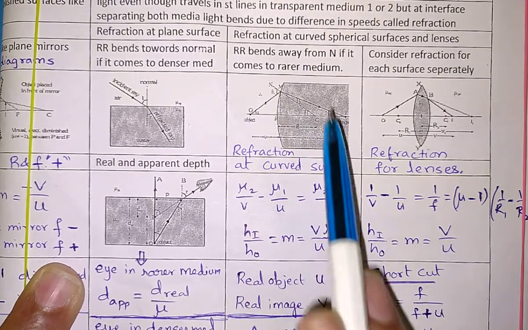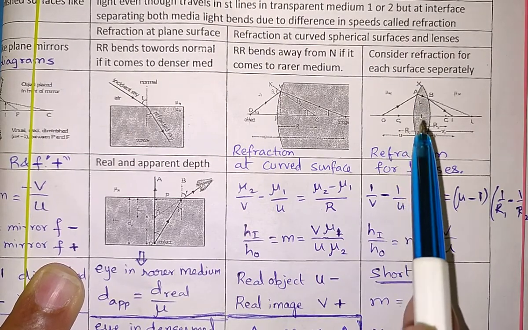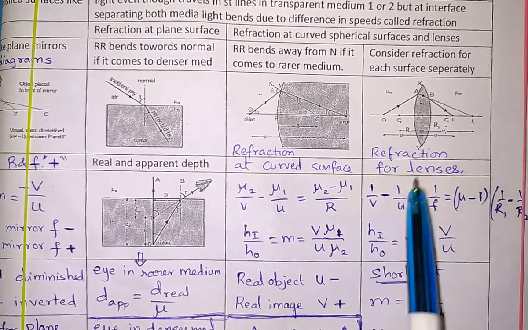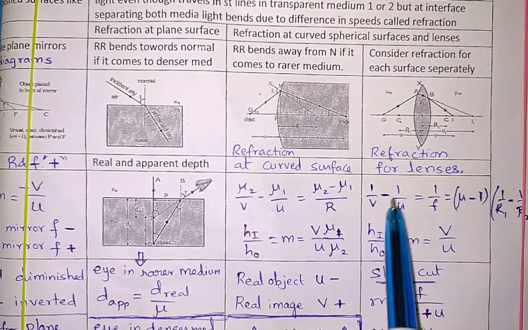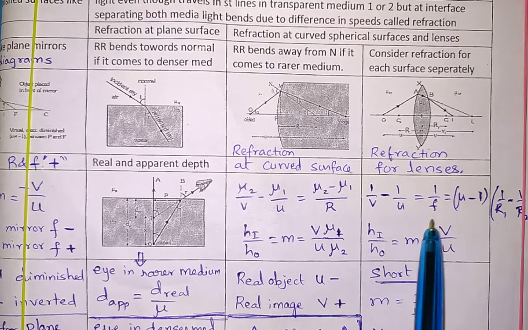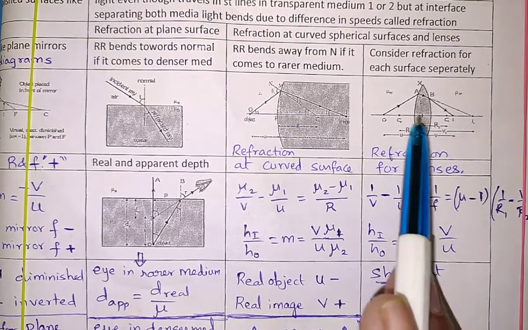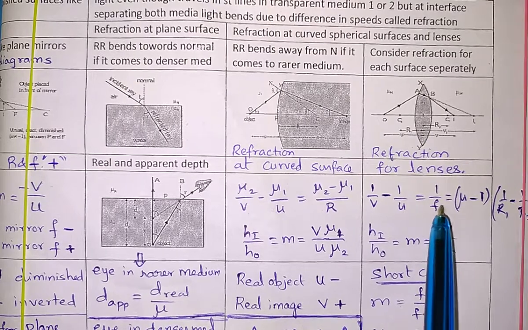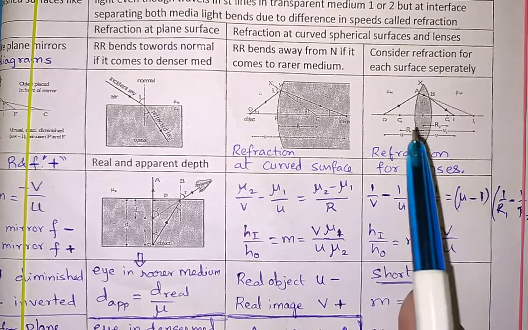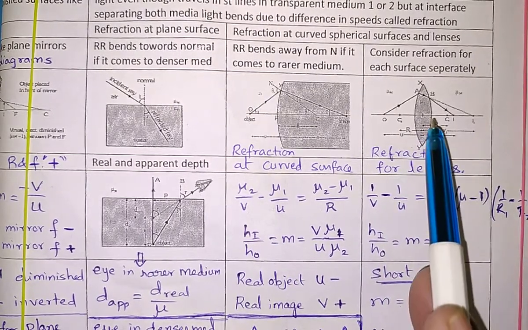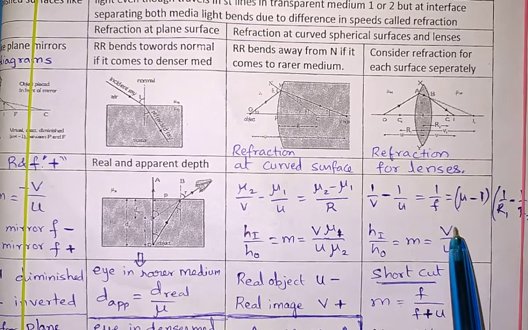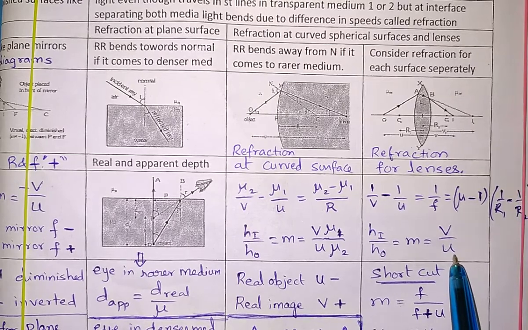But if there are two curved surfaces, left side and right side, with a bounded medium in between, air, glass, air, then we can use the lens maker formula, which states: 1 by v minus 1 by u is equal to 1 by f. In case of mirrors it was plus, now it is minus. And this focal length is decided by three things: the medium's refractive index, first radius of curvature, second radius of curvature. 1 by f is equal to (mu minus 1) into (1 by r1 minus 1 by r2). A curvature facing right side gets a plus sign. A curvature facing left side gets a minus sign. Height of image by height of object is equal to magnification, which is equal to v by u, where v is the image distance and u is the object distance.